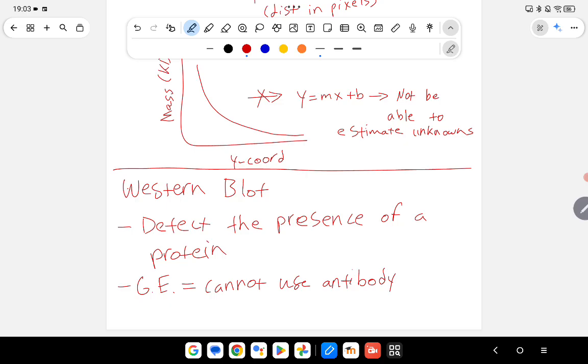Okay, so these are two reasons I want you to know. Why do we do a Western blot? To detect the presence of a protein. And why not just do it on gel electrophoresis? Because we cannot use the antibody on the gel. I think that's all the concepts I wanted to look at.